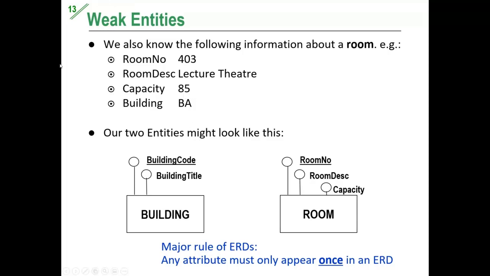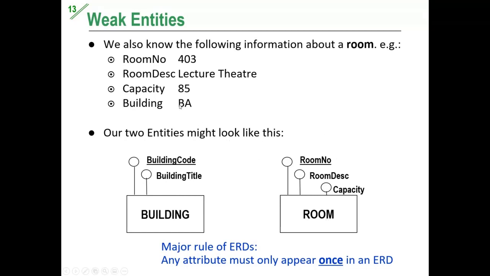And also we need to tell which building this room belongs to, because we may have another 403 in the EN building or another building, right? So we obviously need to tell which building this room belongs to. So this belongs to BA, right? But if you convert that into an ER model or entity relationship diagram, we tend to have two entities like this: one for the building and one for the room.